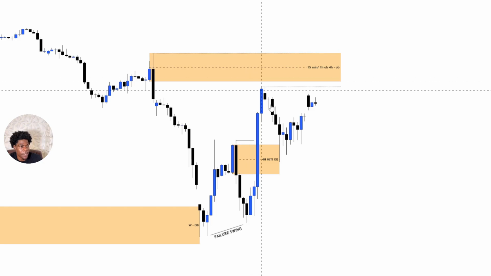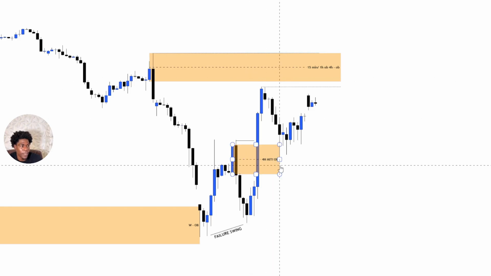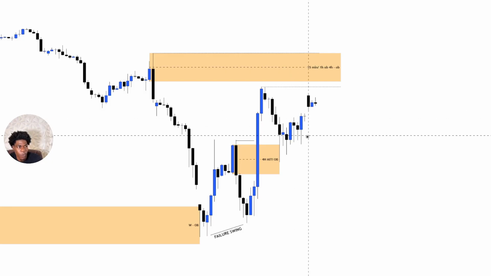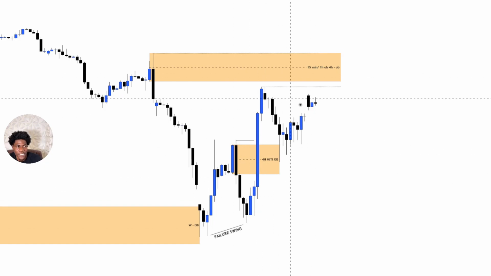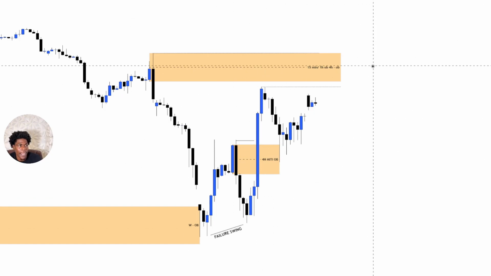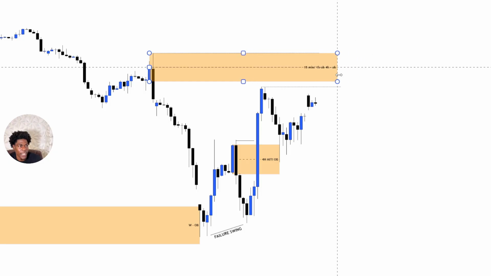And then we see price push down, mitigate our 4-hour mitigation block, to then extend higher. So now on the 4-hour, we're kind of done, right? Because it's just too big. I kind of don't trade the 4-hour, so I'm just looking for my zones. And then on the 4-hour, what I had marked up was this other zone right here.